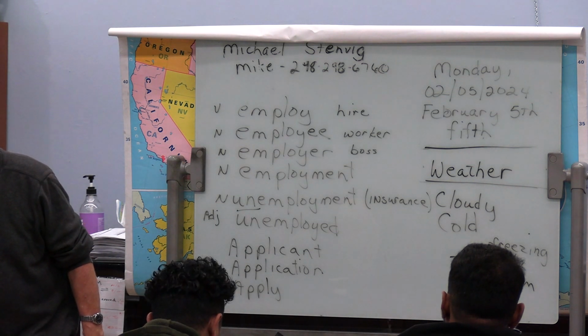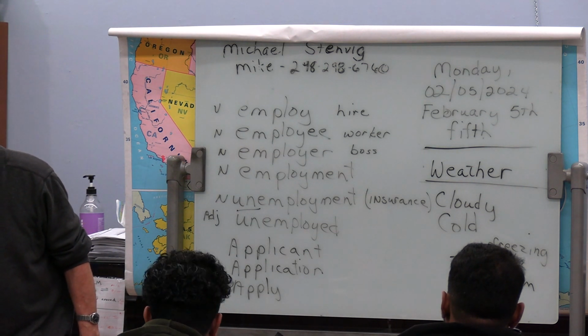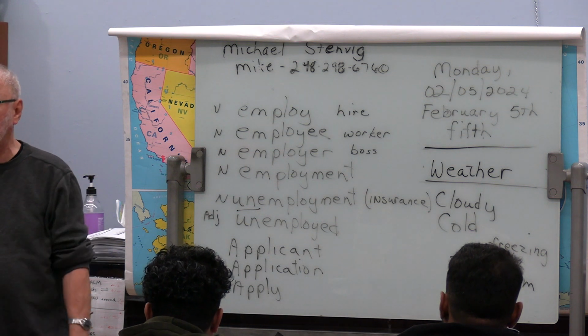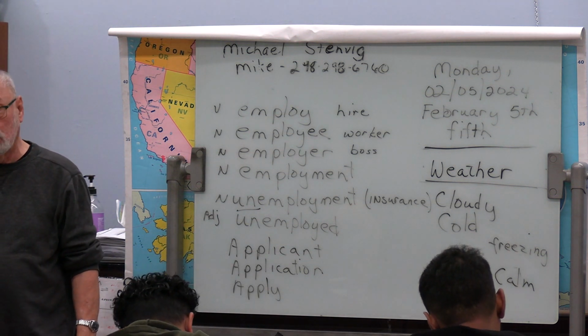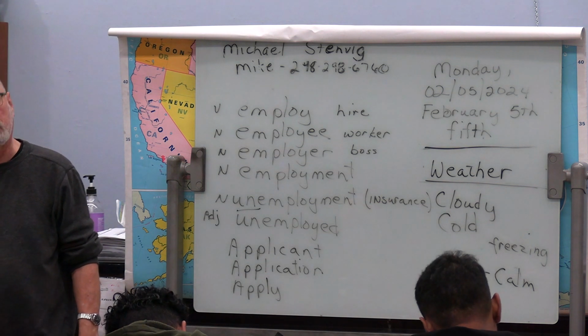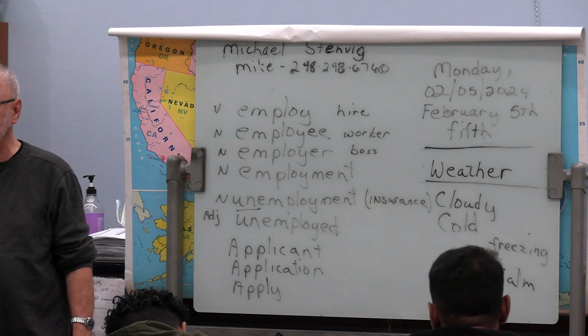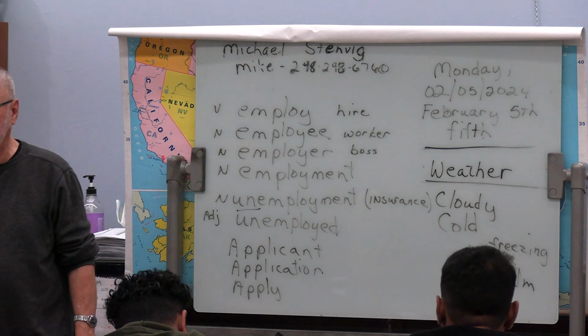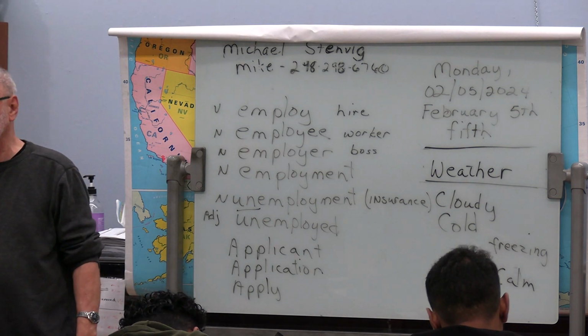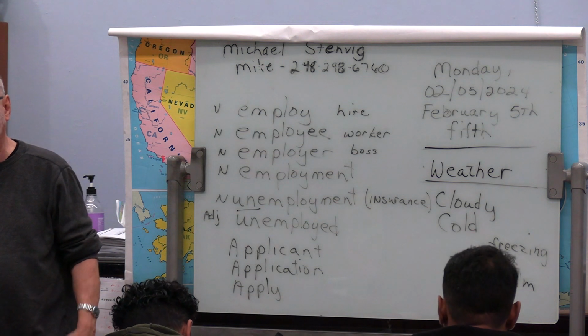Apply. Who applies? The company? The worker applies, looking for a job. You apply for a job. You look for a job. You apply for citizenship. You look for citizenship. You apply for a driver's license. You look for a driver's license.